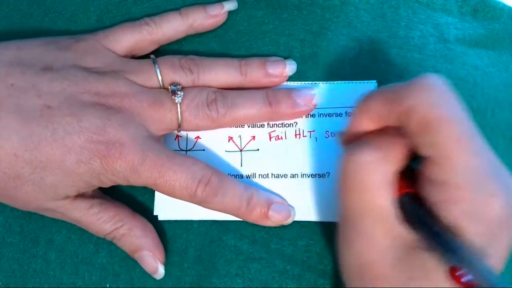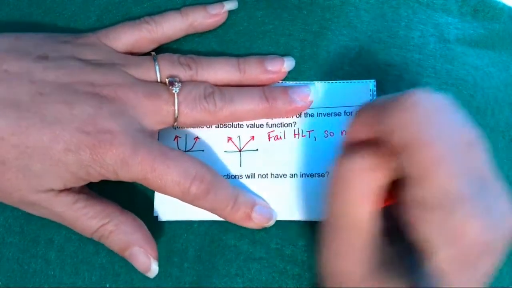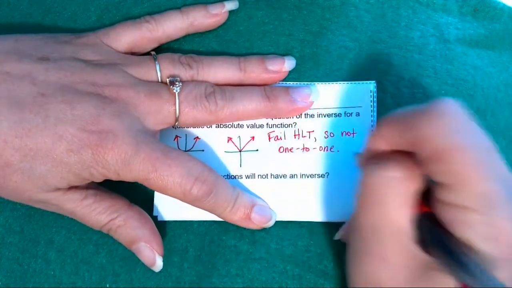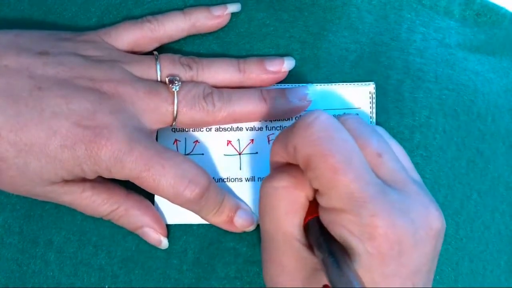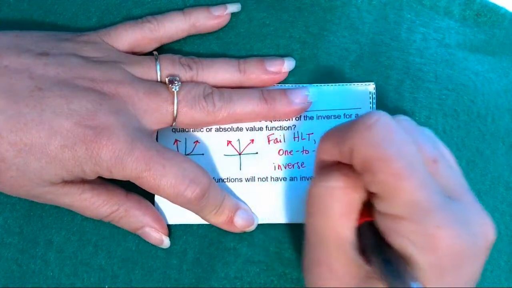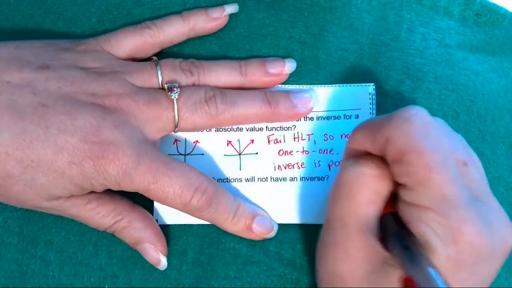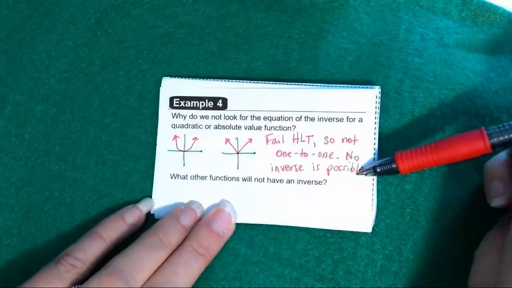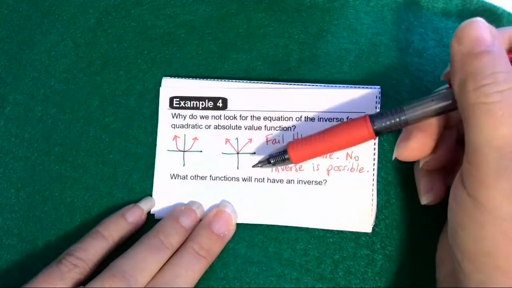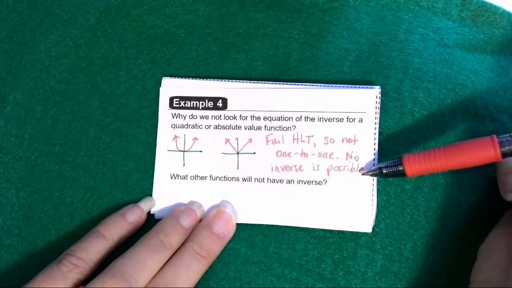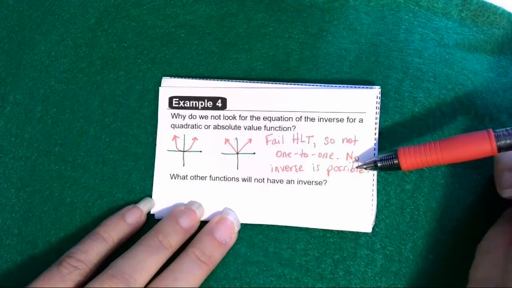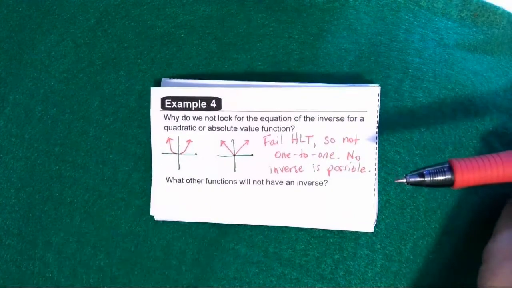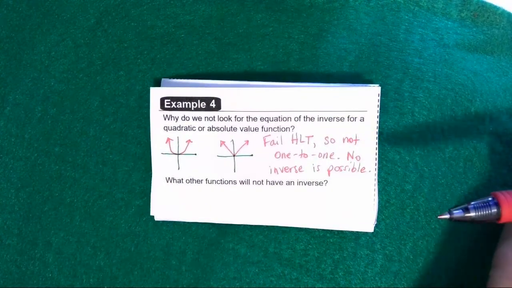Okay, so they fail the horizontal line test. So not one-to-one, which means no inverse is possible, right? We'd be able to make a graph if we reflected over the line y equals x. We could make a graph of that reflection, but we wouldn't be able to write an equation for the inverse because it's not one-to-one.